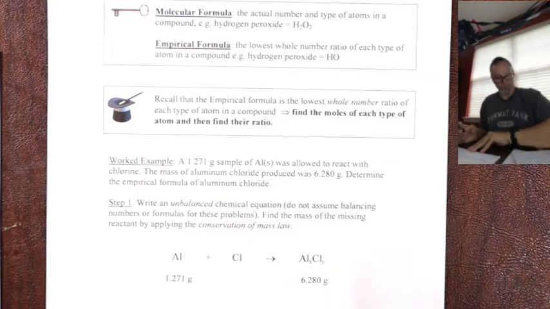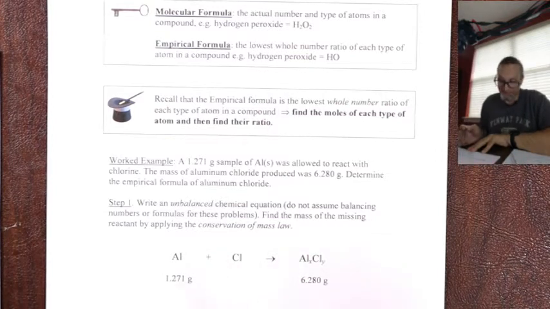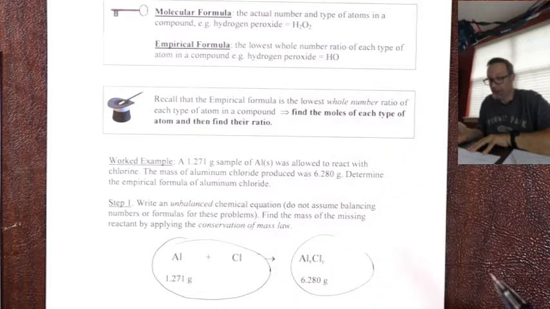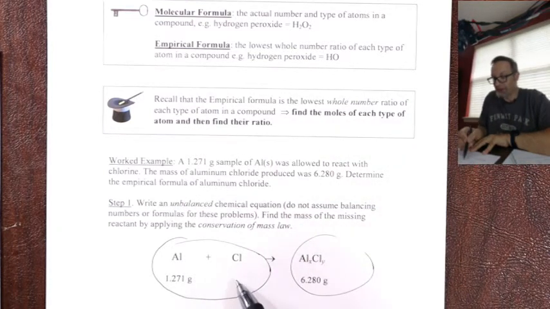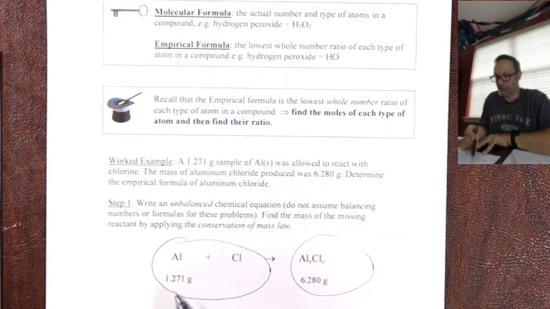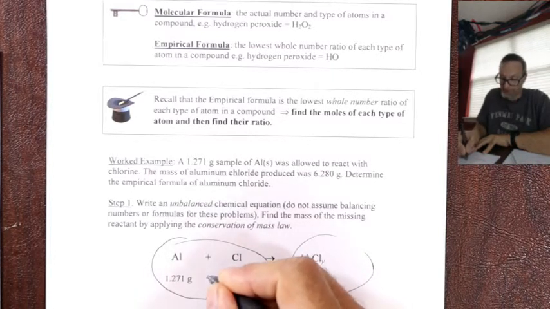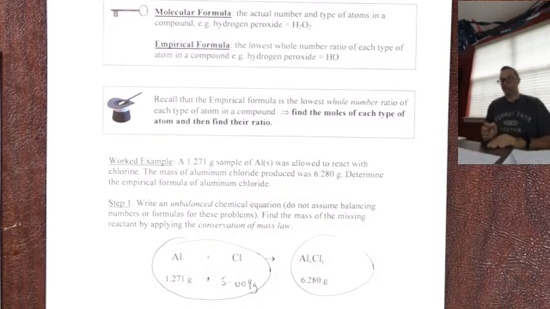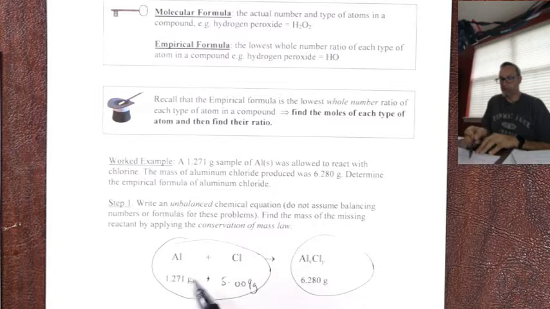So, conservation of mass law: mass of reactants equals mass of products. So real simple, you can find the mass of the chlorine taken up by the aluminum to form this compound just by doing a simple subtraction. So this minus this must equal this. And if you do that math, 5.009 grams of chlorine plus 1.271 grams of aluminum combined together to make something that weighs their combined total, 6.280 grams, of some formula here. Fair enough.